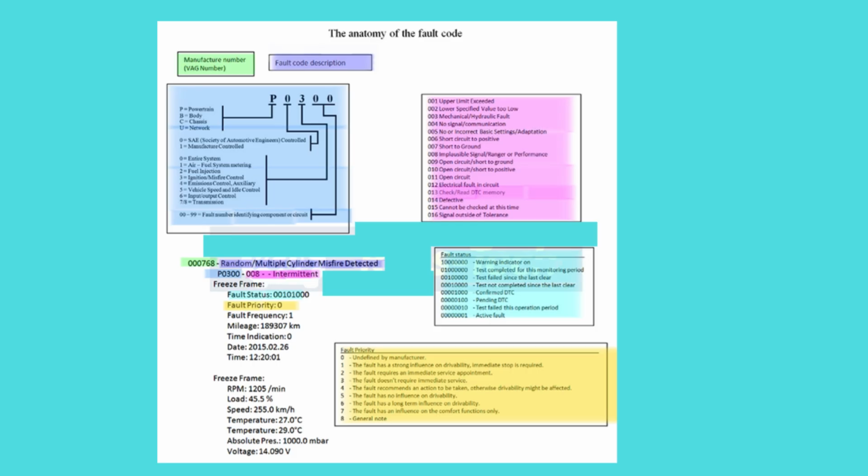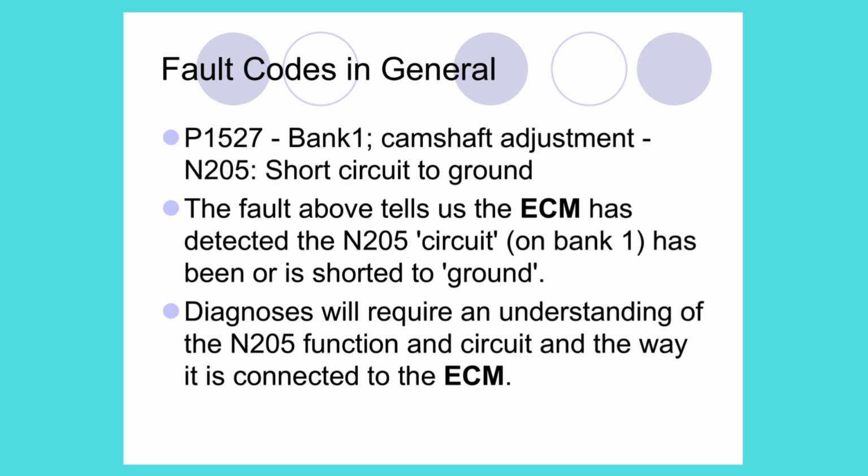This slide shows typical additional information available with a VW fault code. Take note of the additional freeze frame data, fault status, and fault priority. The fault above tells us that the electronic control module has detected the N205 circuit on bank 1 has been or is shorted to ground. Diagnosis will require an understanding of the N205 function and the circuit and the way it's connected to the electronic control module.